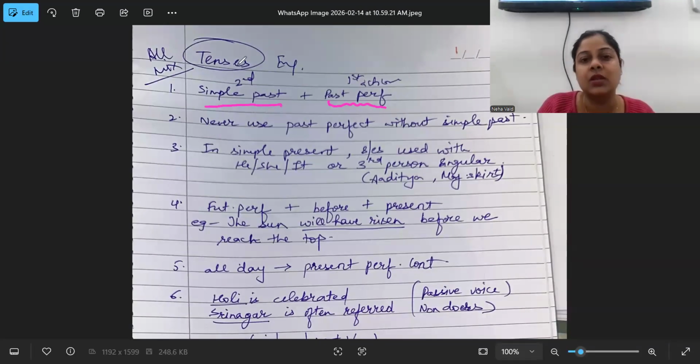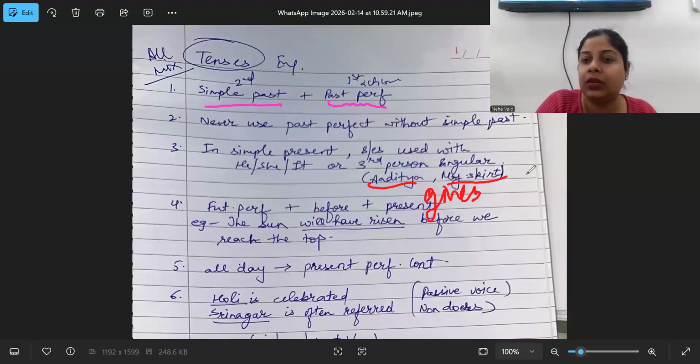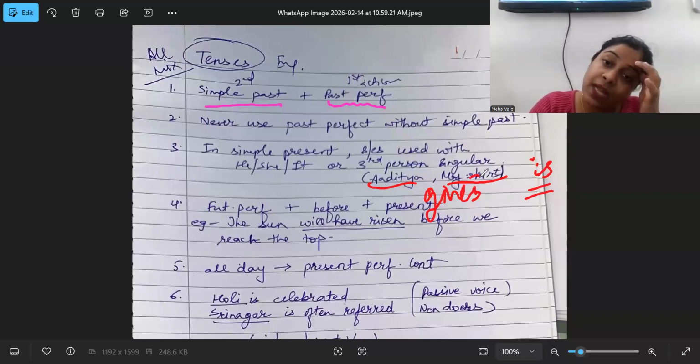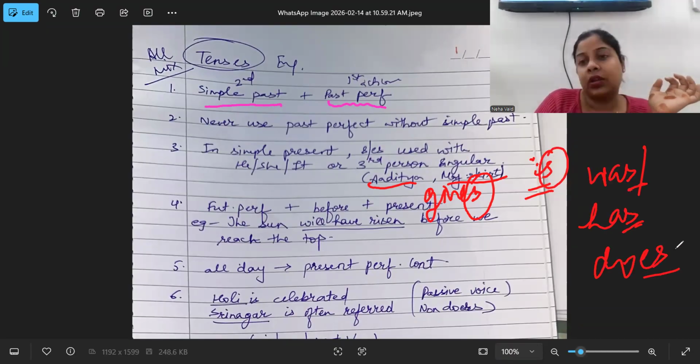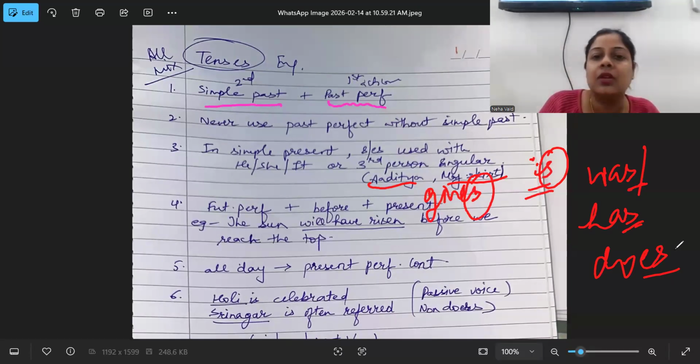I just mentioned it. If simple present, S or ES, is used with he, she, it, or third person singular, I clarified it. This is a very common mistake that the kids make. With Aditya, you have to use gives. My skirt is. So always use, with the third person singular, the verbs that end with S. Is, was, has. These are the indicators. Does. So we use S.